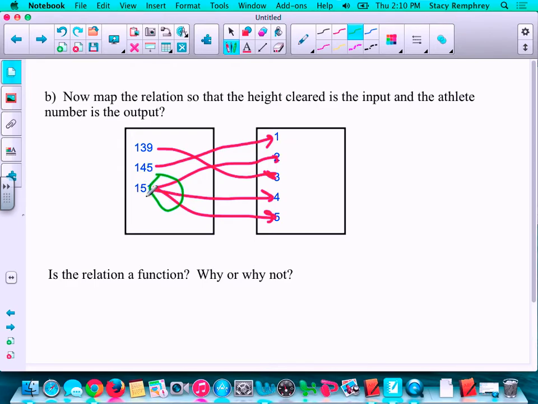Because that means if I put in 151, I could get back 2, I could get back 4, I could get back 5, and that doesn't work. It doesn't make sense that if you put a number into a machine, you could get 3 different answers. So today's lesson was mainly about drawing a mapping diagram and telling if a relation is a function. If you have your notes filled in, you are done.